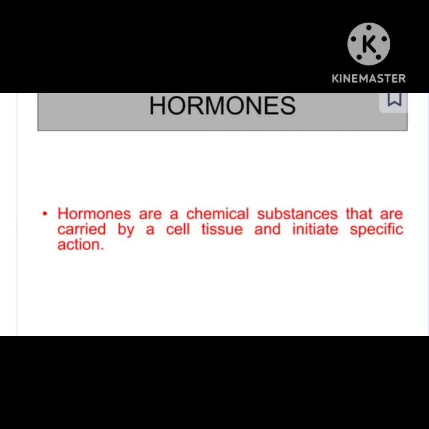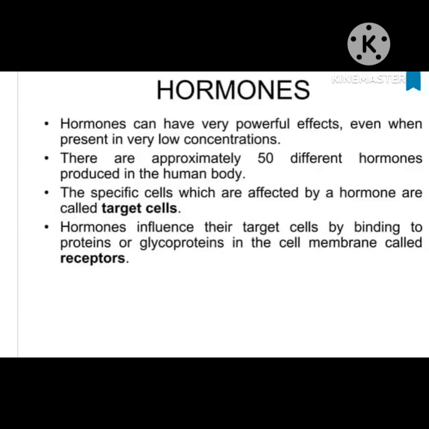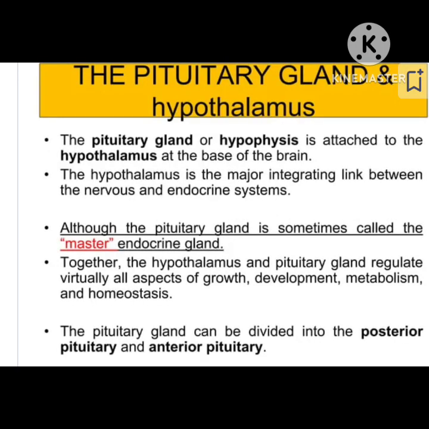Hormones are chemical substances that are carried by cells and tissues and initiate specific actions. Hormones can have very powerful effects and are present in very low concentration. Approximately 50 different hormones are produced in the human body. Clear? Specific cells which are affected by hormones are called target cells, and hormones influence their target cells by binding to proteins in the cell membrane called receptors.